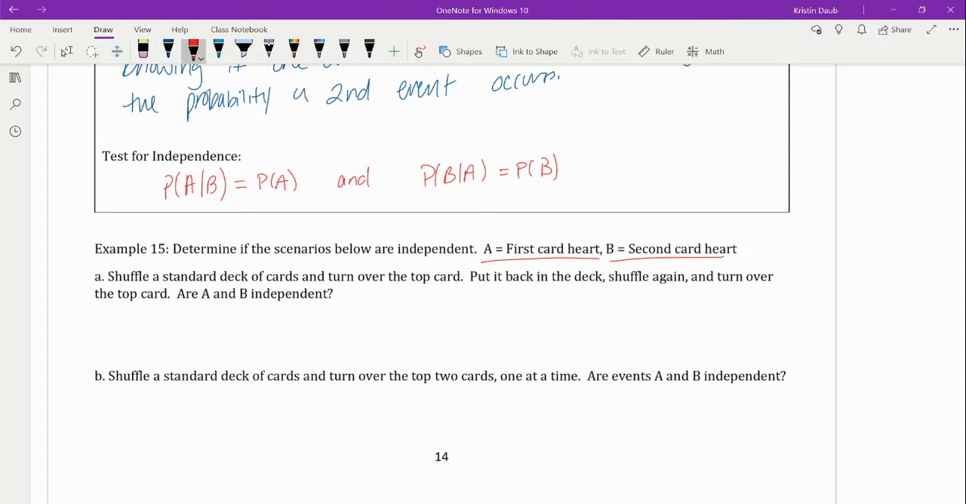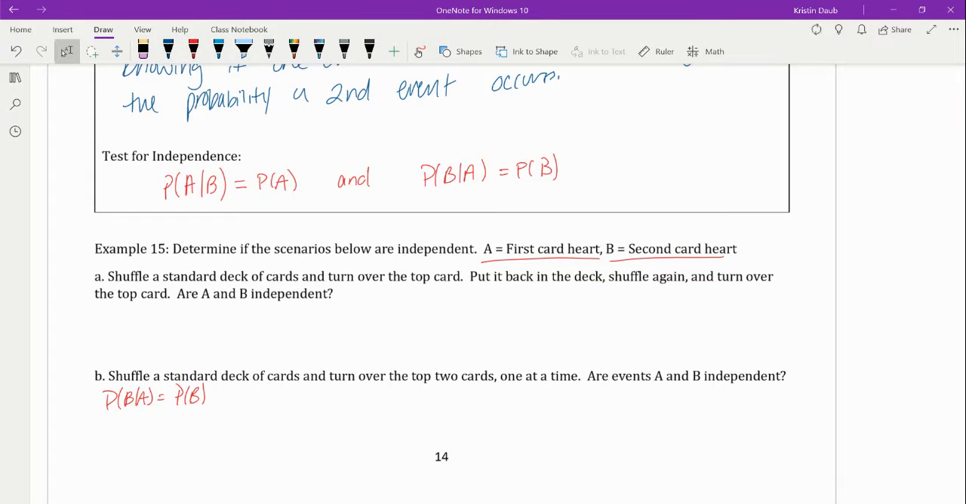And actually, I want to start with example B. So I'm going to do things a little bit backwards. We're going to shuffle a standard deck of cards and turn over the top two cards one at a time. Are events A and B independent? So I'm going to check my two equations there. And actually, for the purposes of this question, I'm going to start with the second one, the probability of B given A. And I want that one equal to the probability of B.